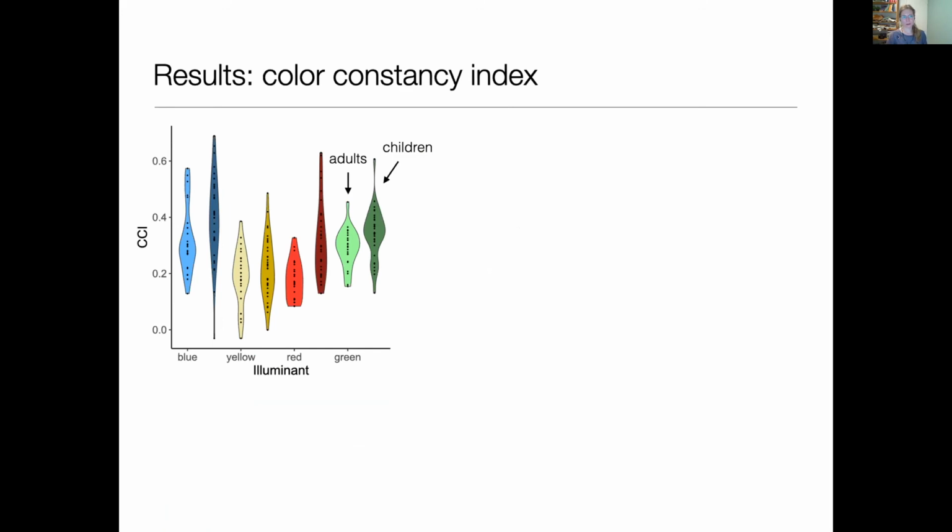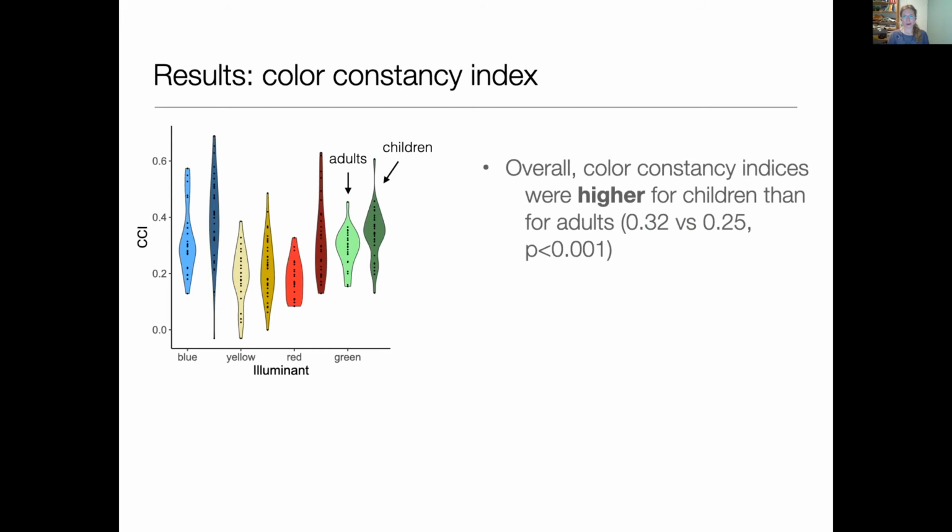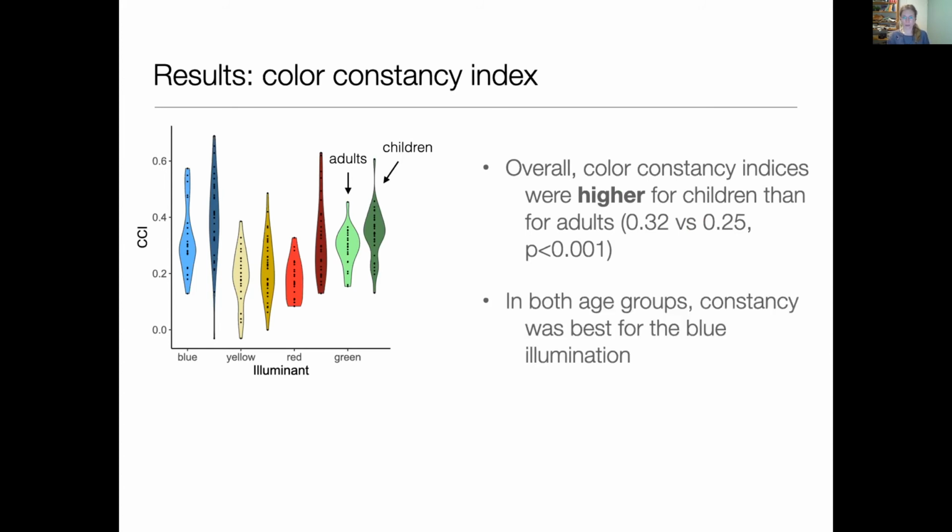We also found very similar color constancy indices. Again, we found that constancy was higher for children than for adults, although in this case, constancy was overall lower, surprisingly. So we actually found lower constancy with the 3D display compared to the 2D display. And again, we found that constancy was best for the blue illumination in both age groups.